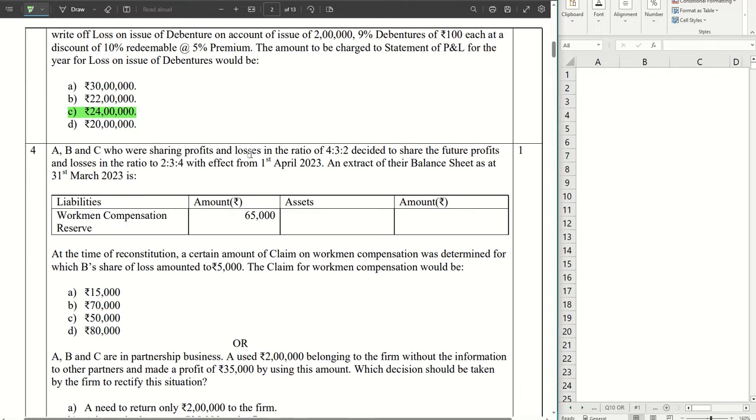A, B, and C are sharing profits in the ratio 4:3:2, and decided to share future profits and losses in the ratio 2:3:4 with effect from 1st April 2023. This is a change in PSR.